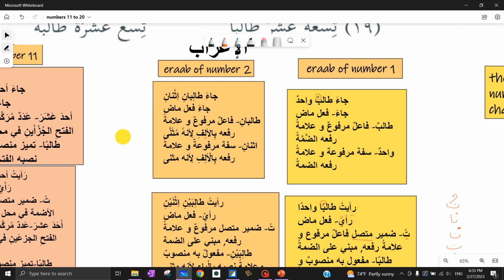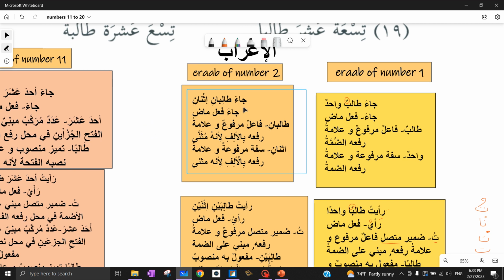So let's see Arab of number 2. Now we know that number 2 shows duality, so it is changing. Ja'a Talibani Ithnani, and we know that Muthanna in Marfu case is not recognized by haraka but by letters. What are the letters? In Marfu it is recognized by Alif. And in Mansub and Majroor it is recognized by the letter Ya. So let's see. Ja'a Talibani Ithnani.